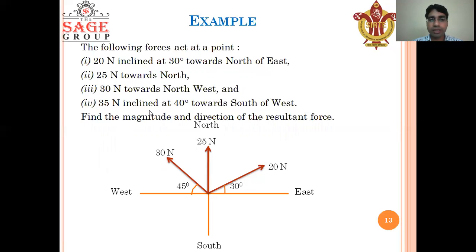35 Newton inclined at 40 degrees towards south of west. So this is the diagram we have made from this example, or from this question. First of all, we have to resolve all the forces to calculate the magnitude of the resultant force. After that, we have to calculate the direction of the resultant force. Initially, we will take them one by one.